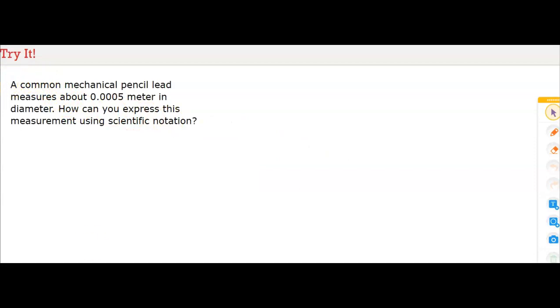A common mechanical pencil lead measures about 5/10,000ths meter in diameter. How can you express this measurement using scientific notation? So here, the first non-zero is that 5. So we have 5 times 10, and you count how many numbers in front of the non-zero: 1, 2, 3, 4. So that'll be to the -4 power.